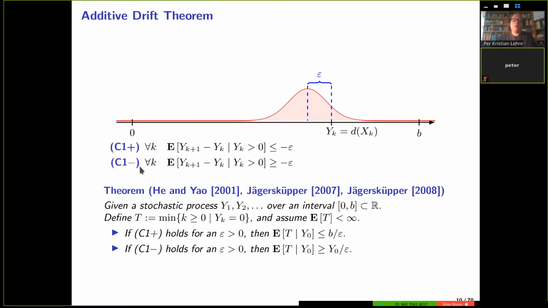We can have a related condition. So we say that the drift is at least minus epsilon. So it's minus epsilon or a number that is larger than minus epsilon. So it means we're not moving more than epsilon per step. So in that case, the expected time to reach 0 is at least y0, so the initial distance, divided by epsilon. And these theorems have been around for a long time, so they were introduced to evolutionary computation by Lehre and Yao in 2001.